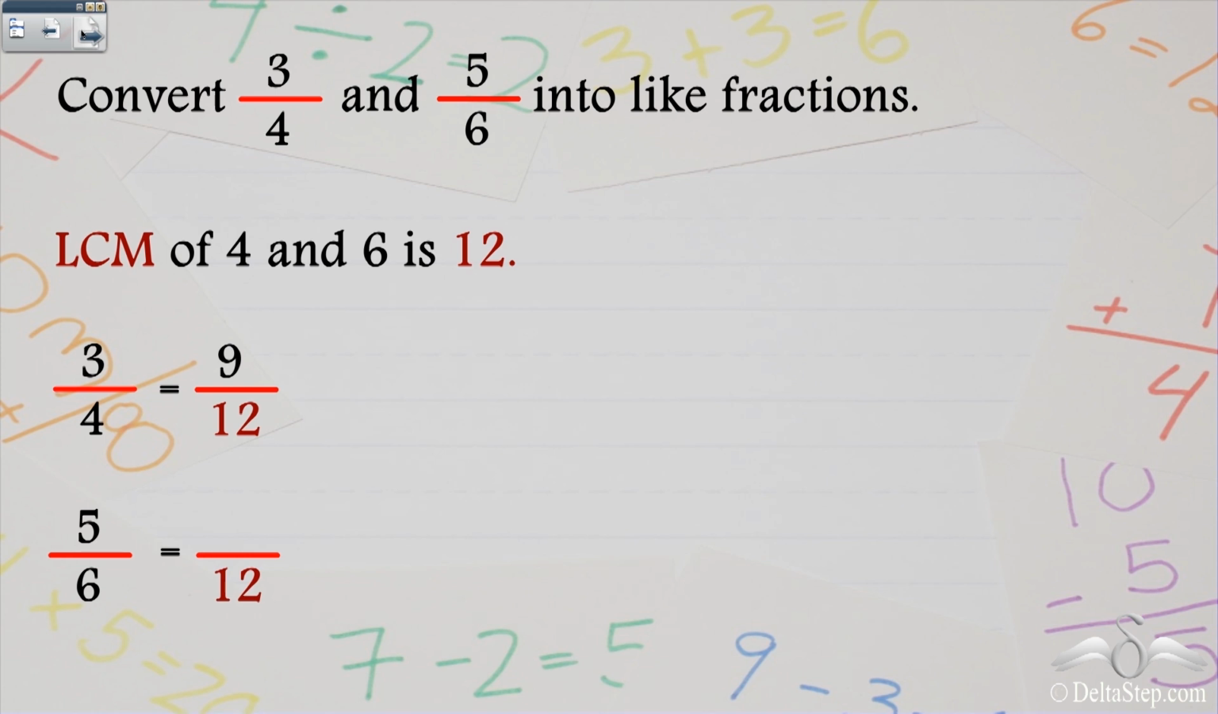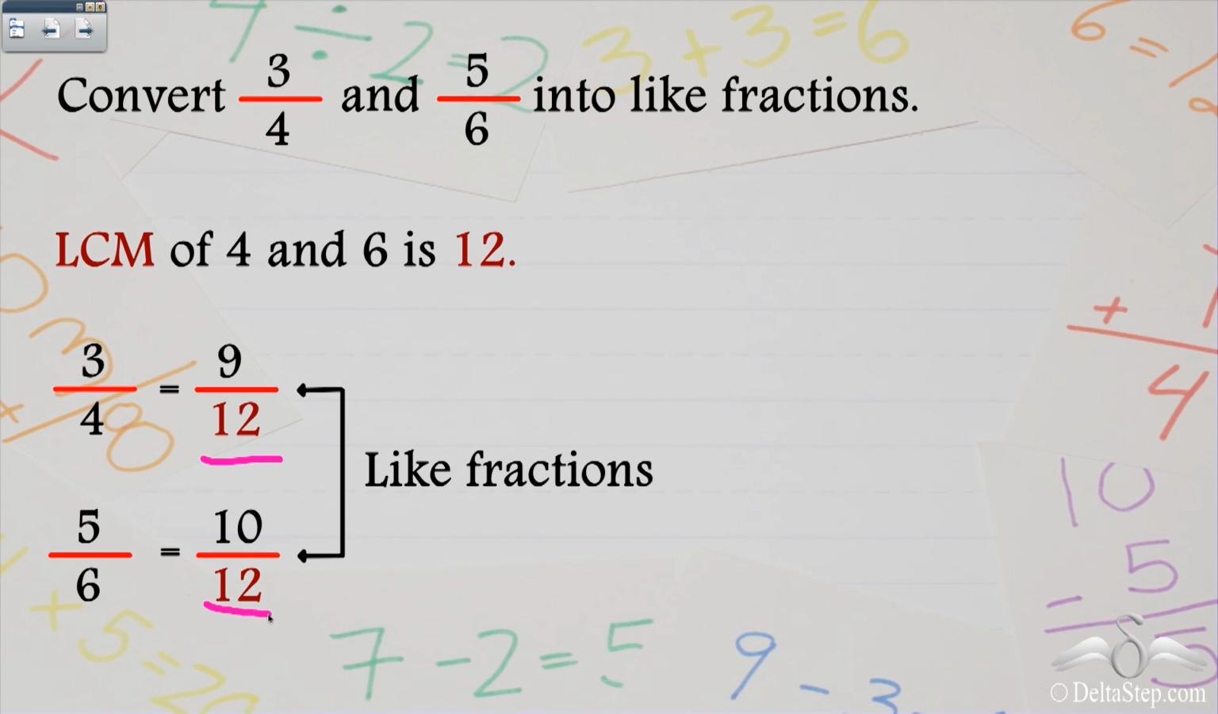Similarly, for 5 by 6, I need to make an equivalent fraction with denominator 12. 6 into 2 gives me 12. So the numerator has to be multiplied by 2. So 5 into 2 is 10. So 10 by 12 is an equivalent fraction of 5 by 6. And if you see, these two are like fractions. So 9 by 12 and 10 by 12 are the like fractions, whereas 3 by 4 and 5 by 6 are unlike fractions.